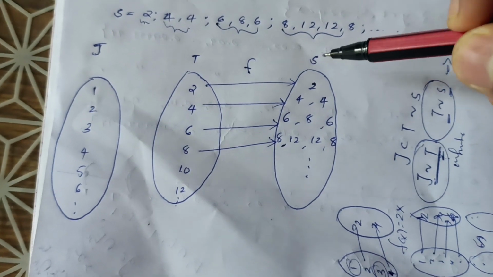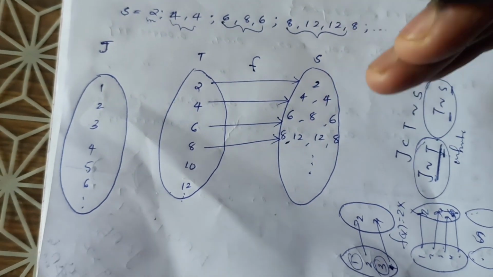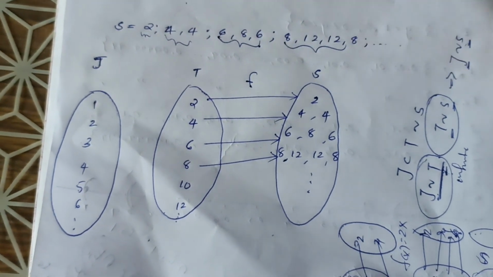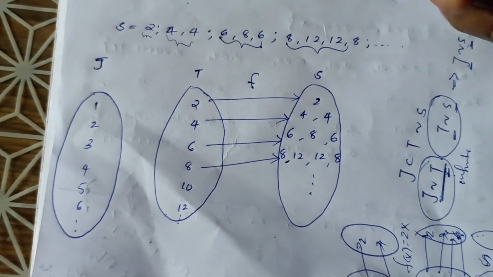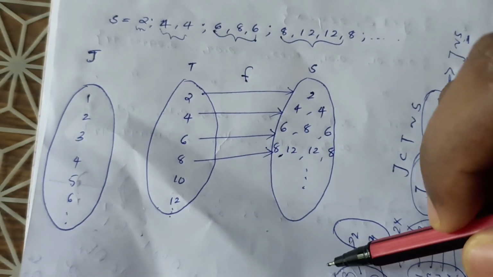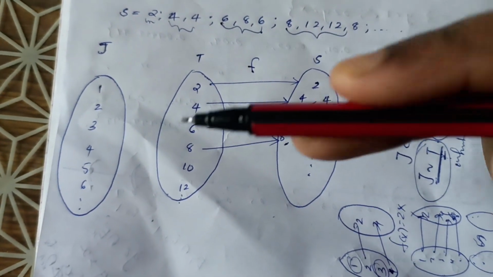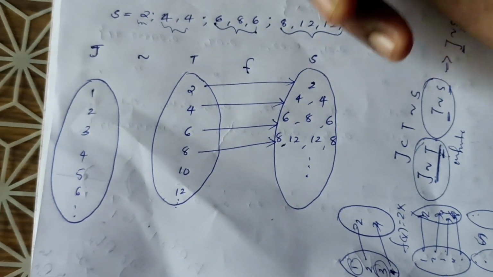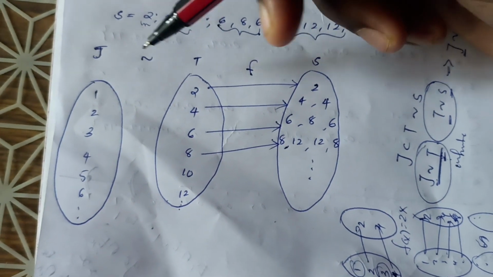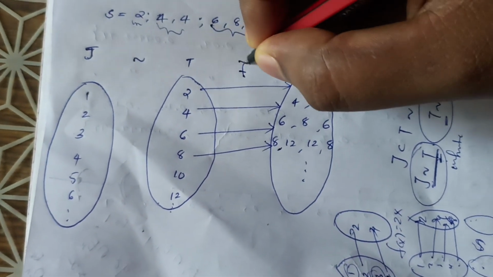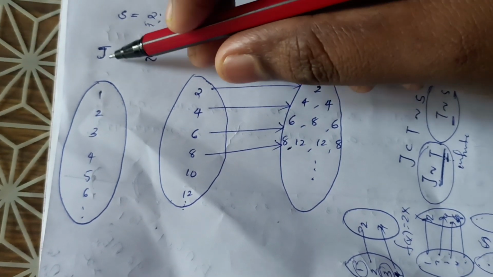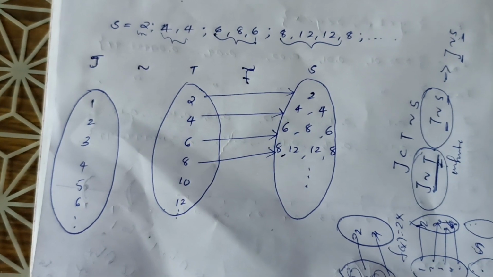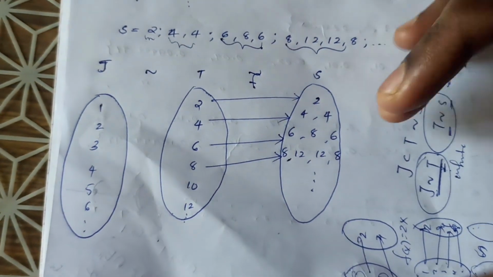We need to find that S is countable. We get from here that S is at most countable. To show that S is countable, we have to show that S is infinite. If S is infinite, our T becomes infinite, then J and T become equivalent. So T and S are equivalent, J and T are equivalent. It means J and S are equivalent. To show that J and S are equivalent, we need to show that S is infinite.